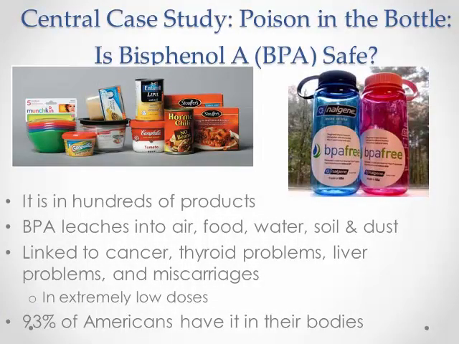BPA is found in hundreds of products. It is in the resins that line food and beverage cans and water supply pipes, and it is in utensils, baby bottles, laptops, toys, and many other products. BPA leaches from products into air, food, water, soil, and dust. BPA is linked to cancer, thyroid problems, liver problems, and miscarriages, and is suspected to cause effects at extremely low doses. It is estimated that 93% of Americans have it in their bodies due to continual exposure. Bisphenol A mimics estrogen and as such is an endocrine disrupting chemical.